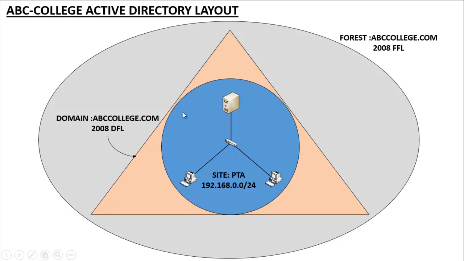We'll have a single site within the domain, and this site's name will be Pretoria, represented by PTA, with a subnet of 192.168.0.0/24. So this basically is a pictorial view of what our logical Active Directory setup will be looking like.